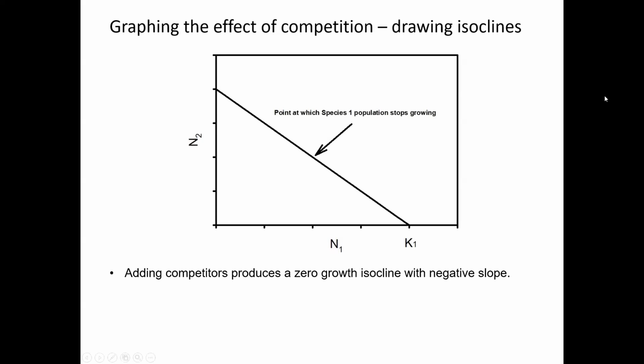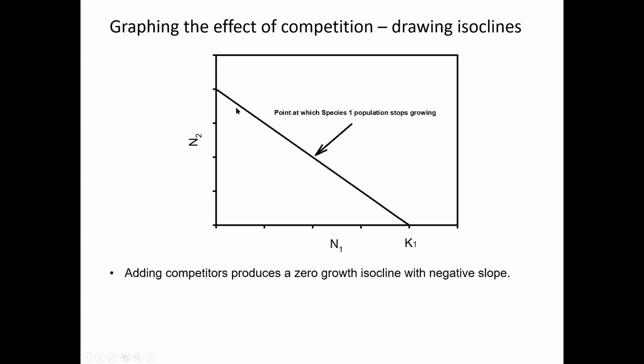Okay, so we have a negative slope to this 0 growth isocline. Everywhere on the line, the population does not grow. Everywhere below the line, there's enough resources for species 1's population to grow. So it can grow from 0 all the way out to this line, at which point it will have to stop. Up here, if you have this many of species 2, then species 1 can grow all the way to this point, and then it will have to stop growing.